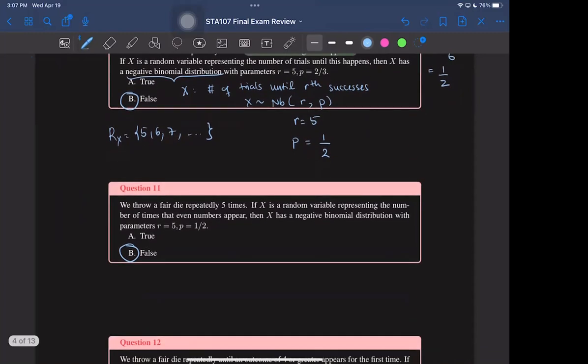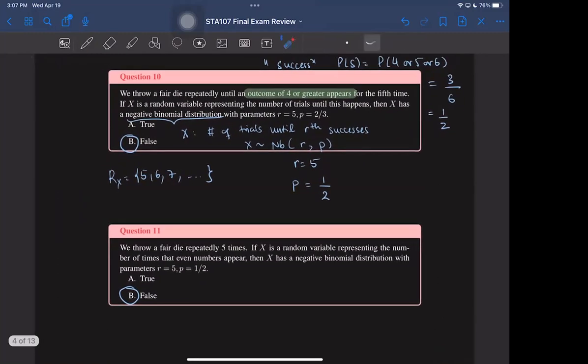But how do we know that it is binomial instead of negative binomial? Because if you look at question 10, we have a fixed number of successes that we want to achieve, and the number of trials is what varies. We want to know how many trials until we get the 5th success. But here we throw a dice 5 times, so the number of trials is fixed, and X represents the number of times that an even number appears, which means the number of successes in those 5 trials.